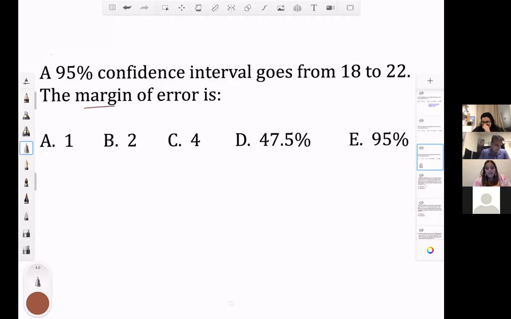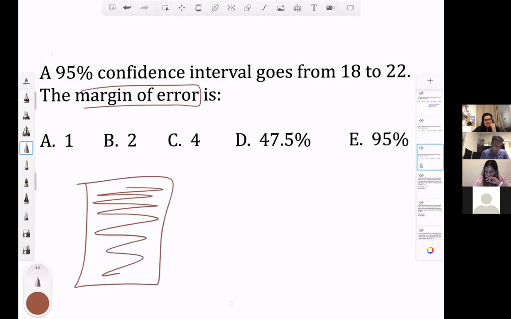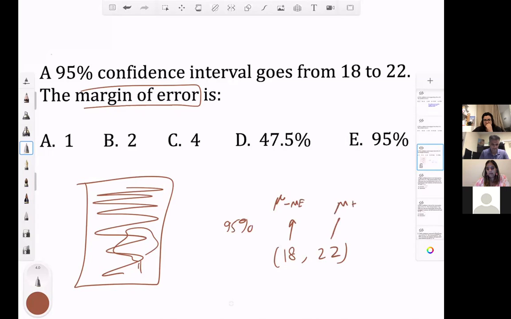So we have a margin of error. We have a page of notes, correct? You write the notes, you don't draw a picture. And there's a formula. They said 95%, so we have 18 to 22. This is going to be mu minus margin of error, and this is mu plus margin of error, correct?